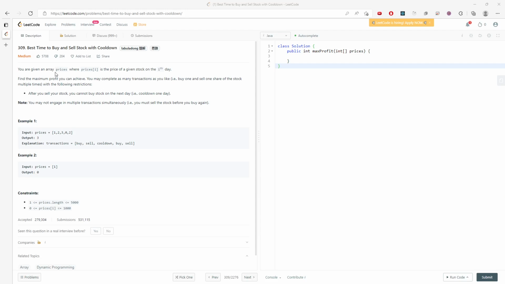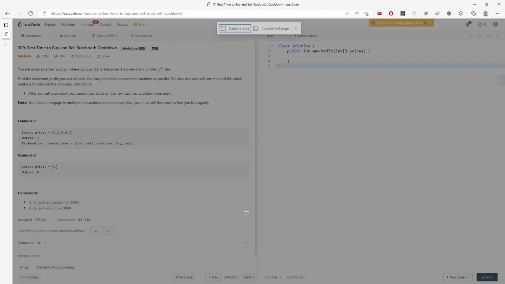Alright, let's talk about the best time to buy and sell stock with cooldown. You are given an array and you want to find out the maximum profit. Basically there's an array and you want to buy a stock, and at one point sell it. Then you have a cooldown right after you sold it, and then you can buy again.